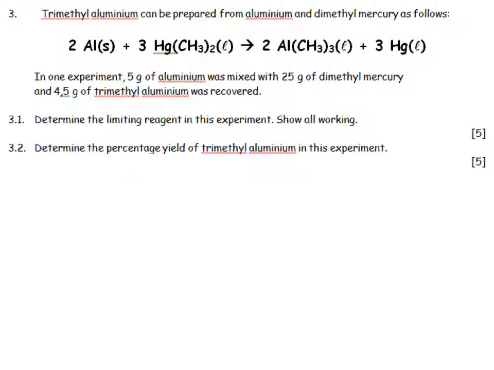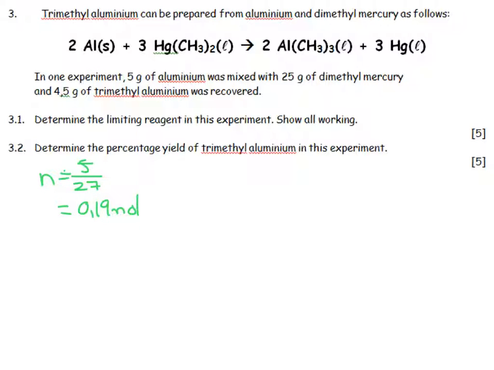Now we've got this very ugly thing, trimethyl aluminium can be prepared from aluminium and dimethyl mercury as follows. In one experiment, 5 grams of aluminium was mixed with 25 grams of dimethyl mercury and 4,5 grams of the product was recovered. Determine the limiting reagent in this and show me all the working. So the first thing I'm going to do is say number of moles of aluminium is 5 divided by 27, which is the molar mass. I don't consider the balancing numbers at all, and I get 0,19 moles.